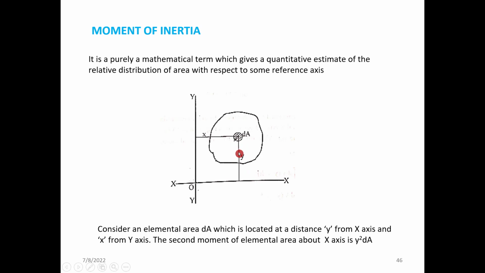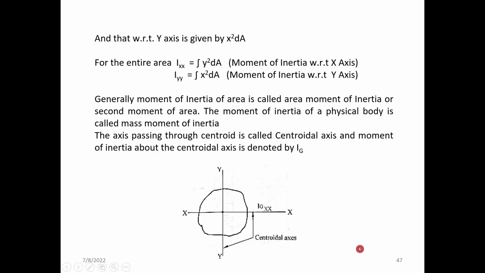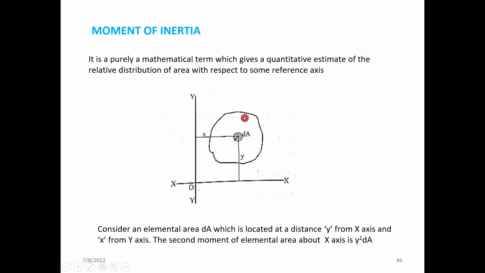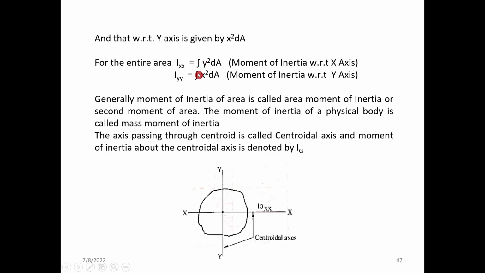You know that the moment is the area into the lever arm. dA into y will be the first moment of the elemental area. The second moment is again multiplied by the distance, so y square into dA. Similarly, x square dA with respect to the y-axis. So for the entire area, Ixx is equal to integral y square dA and Iyy is equal to integral x square dA. As we have considered only a small area here, for the entire area the value is obtained by integration.